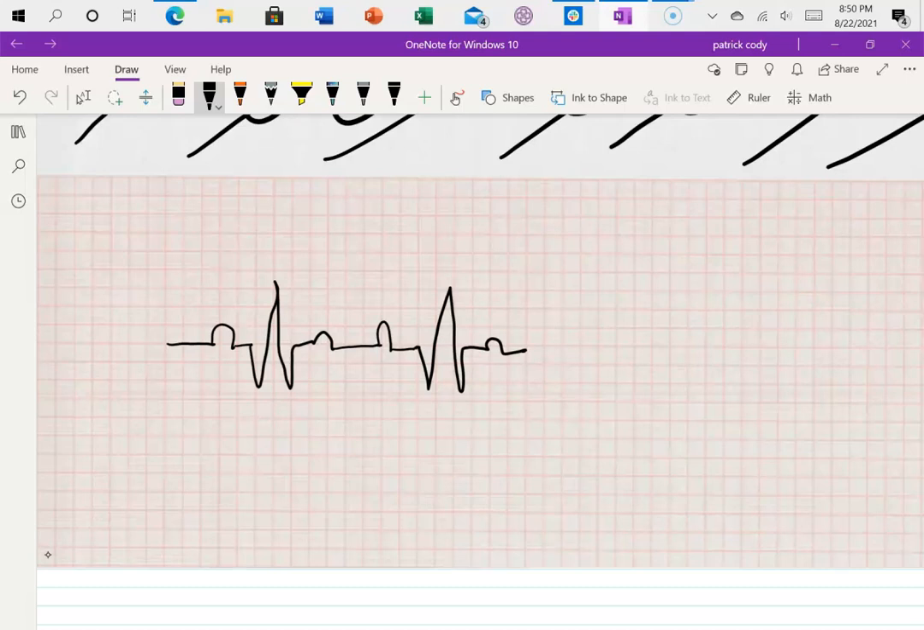And again, my artwork is less than superb, but hopefully you'll get the idea here. So the first thing we want to figure out when we look at these is we want to start looking at the R to R interval, and the R to R interval represents the interval from the peak of one QRS complex to the peak of the next QRS complex. And the R to R interval is important for a couple of reasons. One of the reasons it's important is because this is what we're going to use to calculate rate.